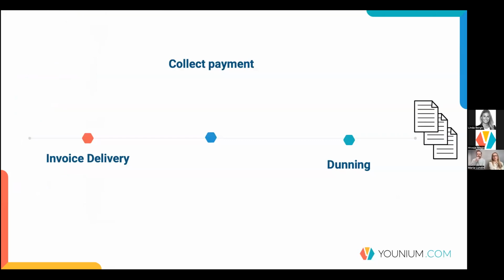So we're going to start talking about the overall AR process that we do have in Younium today, and the three major parts of running AR as we see it: the delivery process, collecting payments, and the dunning process.